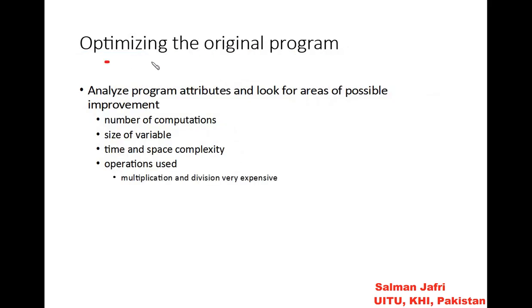So let's first look at optimizing the original program. We could analyze the program attributes and look for areas of possible improvement, right? So we can look at the coding of the algorithm and see what things we can optimize as far as the algorithm is concerned. The main thing is the number of computations, right? Computations take a lot of time, especially if we have floating point computations. The more computations there are, the more time is consumed by the algorithm. So if we could reduce the computations somehow, we are going to be optimizing the original program.